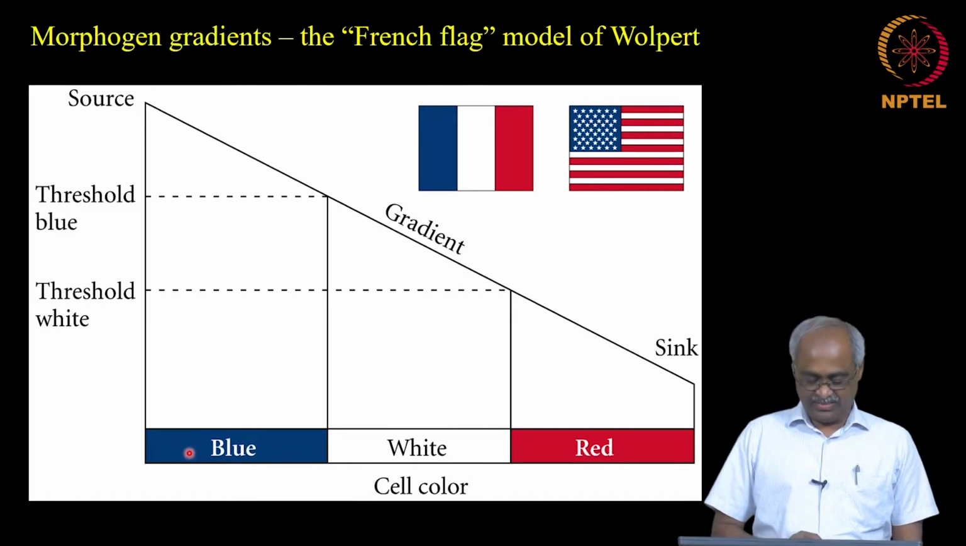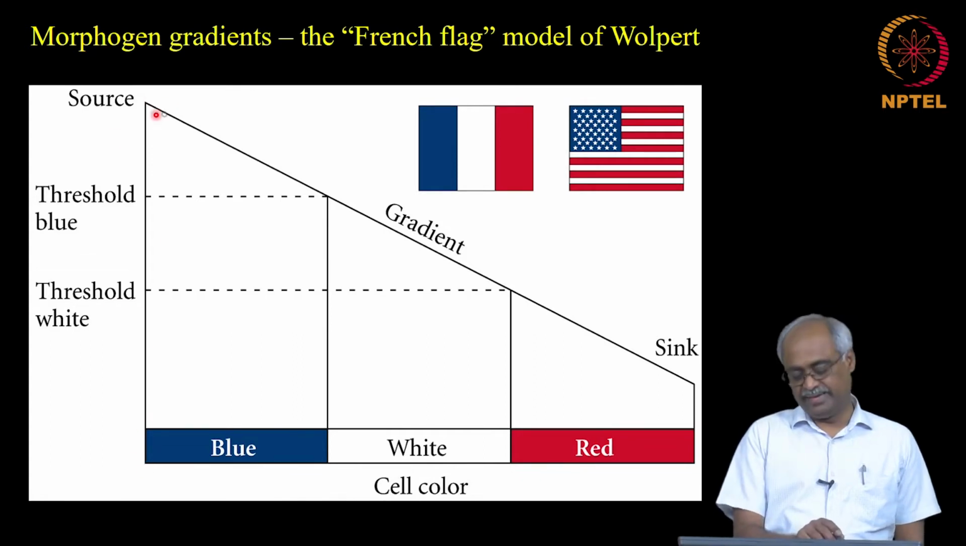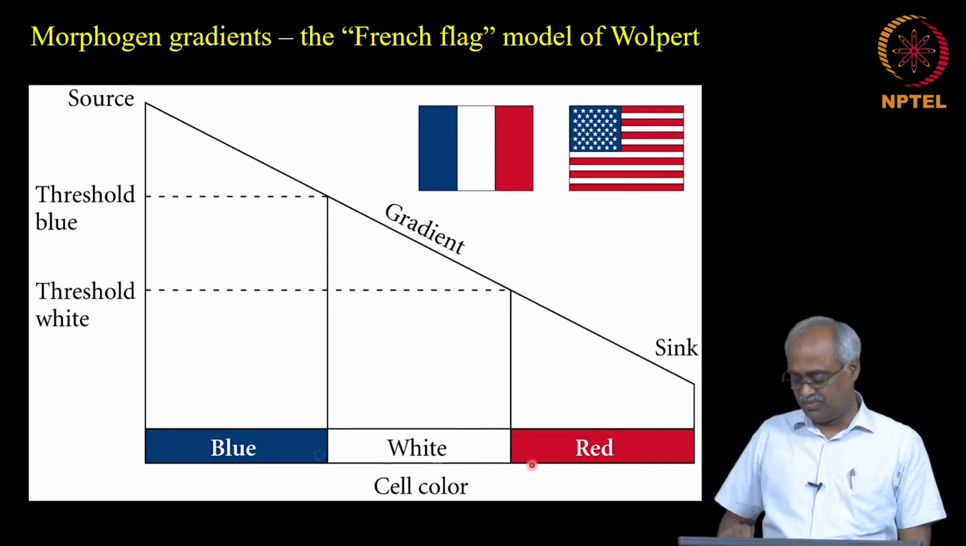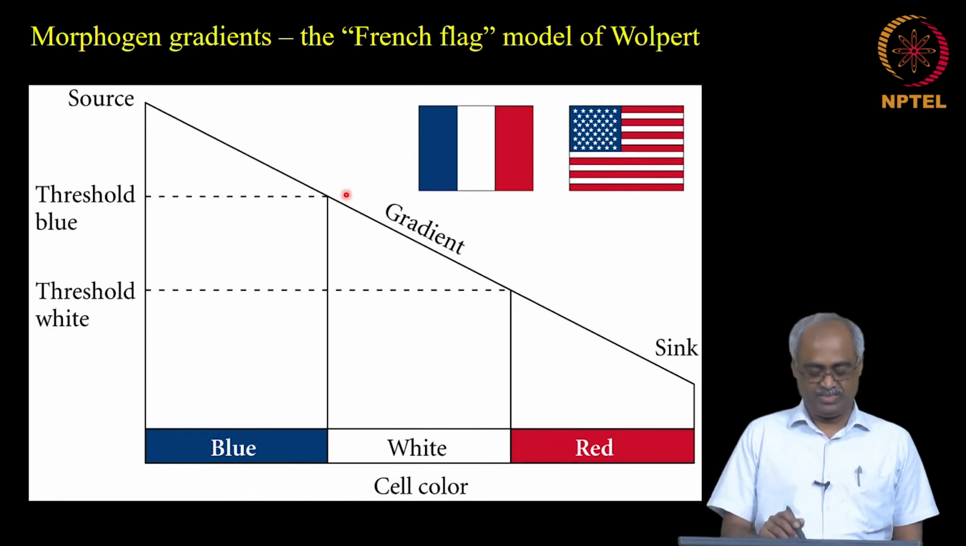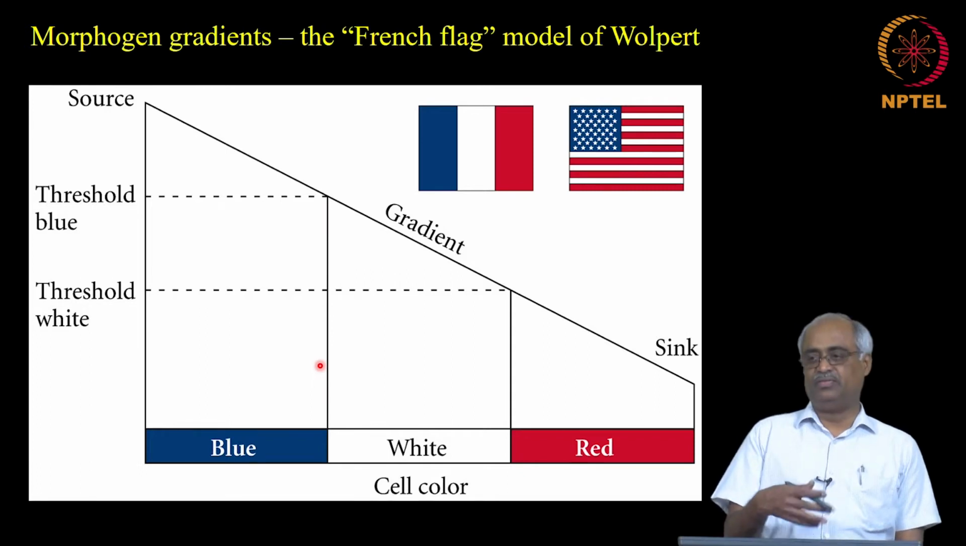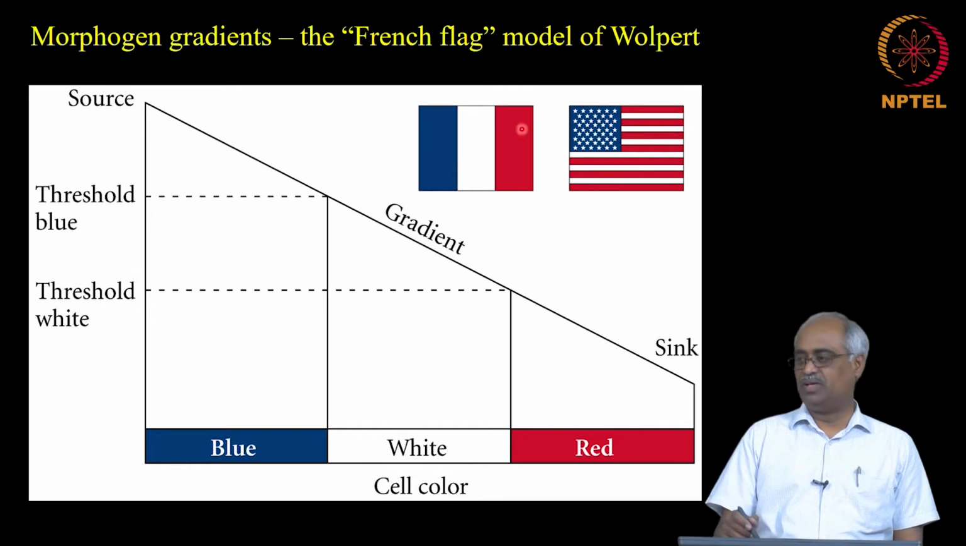So here you assume the concentration of a given morphogen is highest near this area, and then it slowly goes down as you move away on the x axis from the origin. At different concentrations it is going to make a different specification, let us say a different fate for those groups of cells. So let us say the group of cells that have this concentration or higher is going to make the blue pattern in the French flag. Let us say this is the French flag, right.